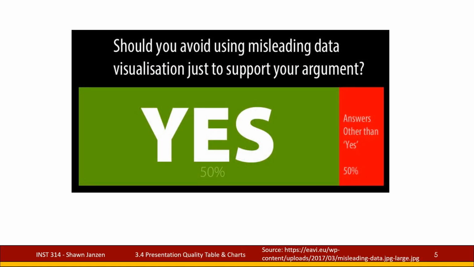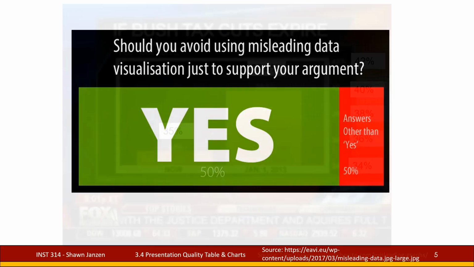Here we have a graphic. Should you avoid using misleading data visualizations just to support your argument? There is a large green portion that says yes, and underneath that yes says 50%, and then a much smaller portion that says answers other than yes, 50%. Curious what's wrong with this one. How about the idea that the percentages are 50-50, but the green has been intentionally made far larger to make it look like it's been disproportionately favored, which is not true.